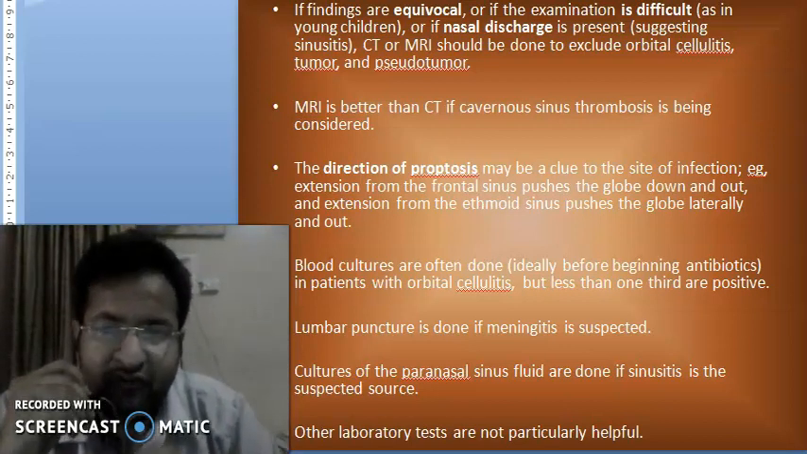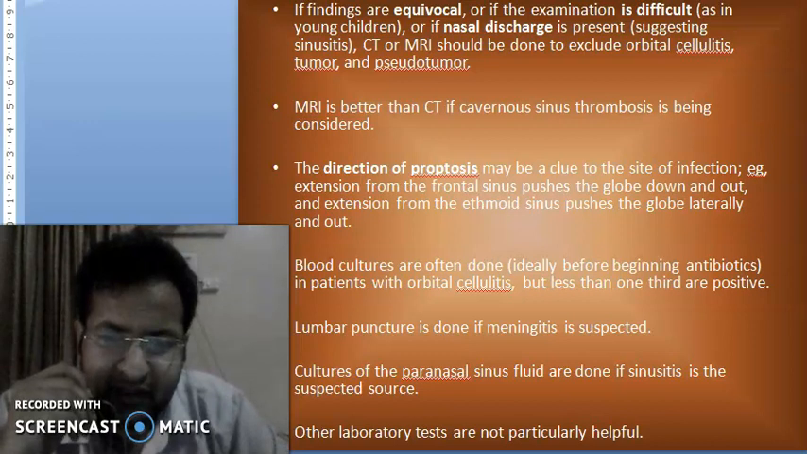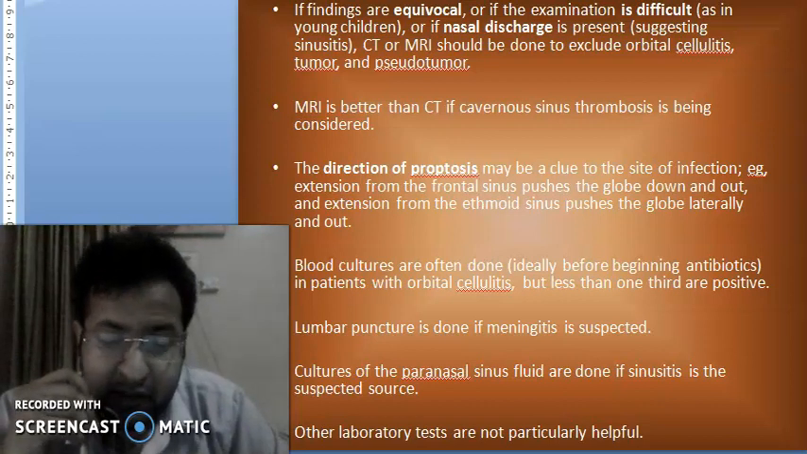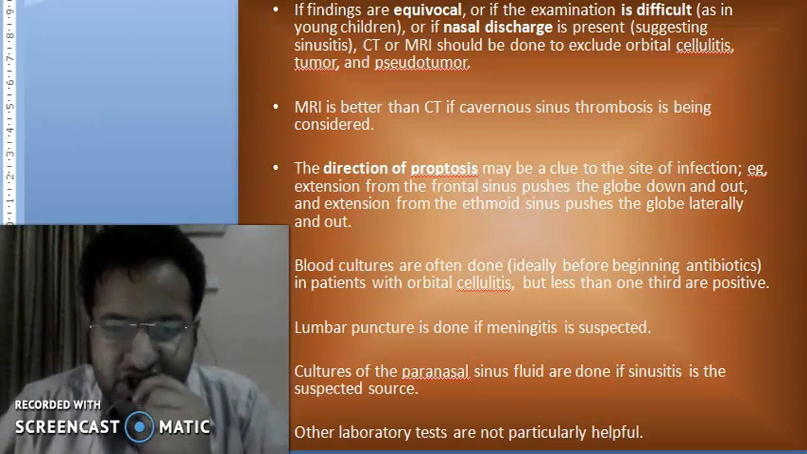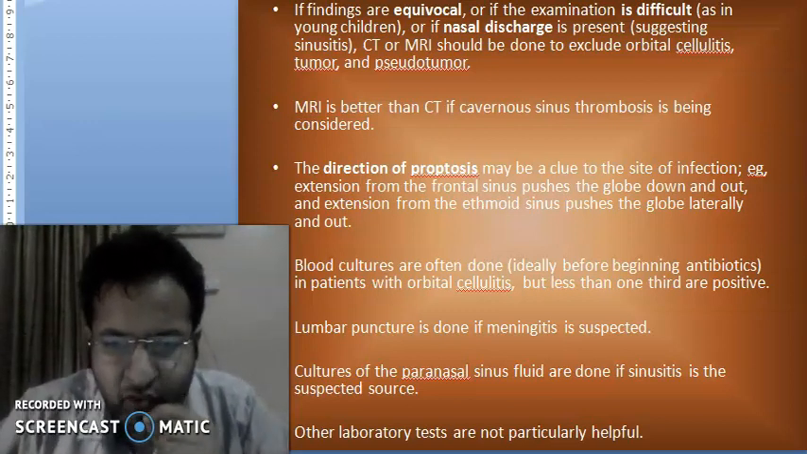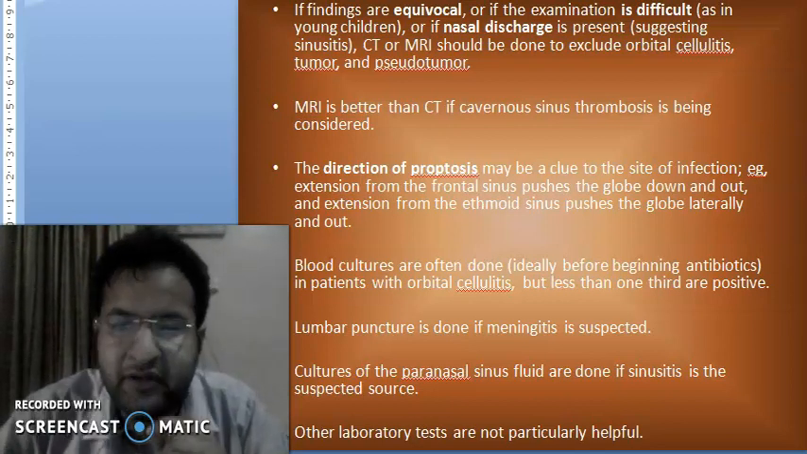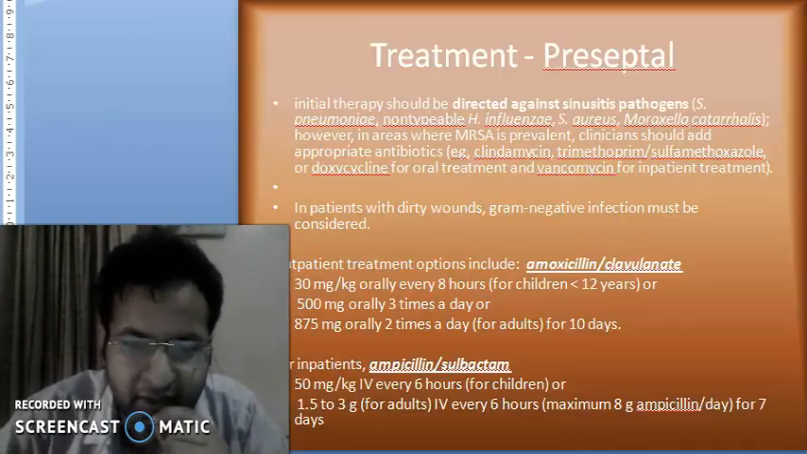Blood cultures are often done, ideally before the beginning of antibiotics in patients with orbital cellulitis, but only less than one third are positive. Lumbar puncture is done if meningitis is suspected. Cultures of the paranasal sinus fluid are done if sinusitis is the suspected source. Other laboratory tests are not particularly helpful.